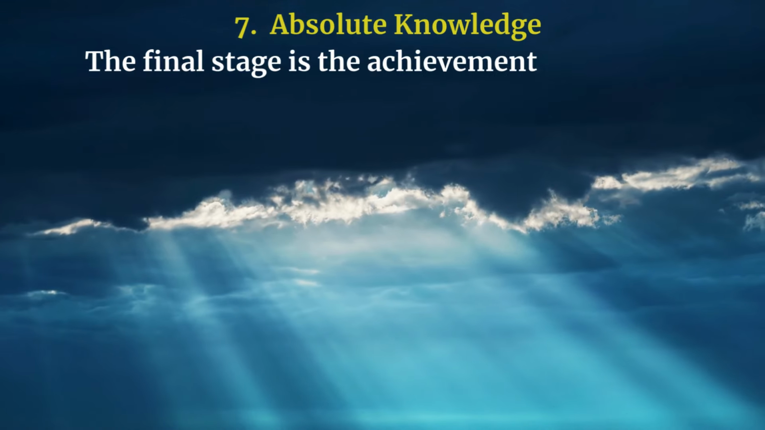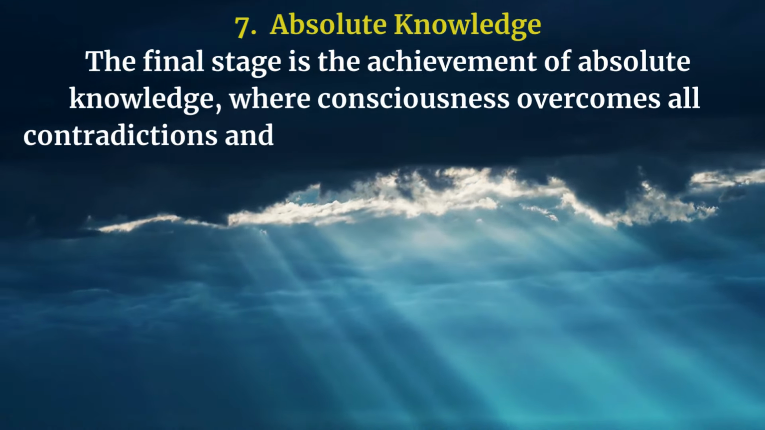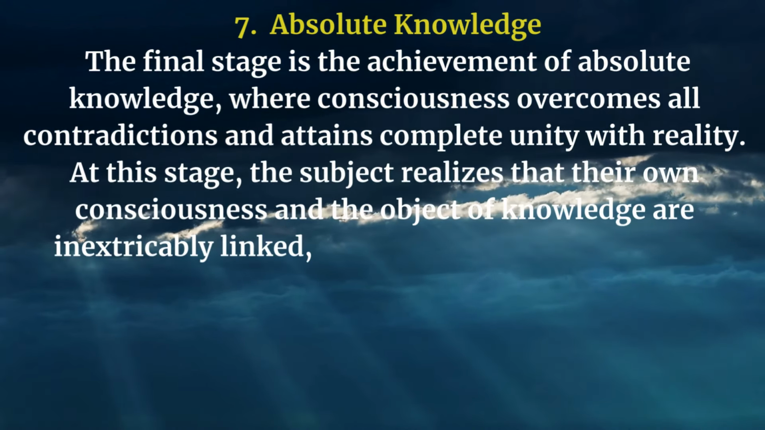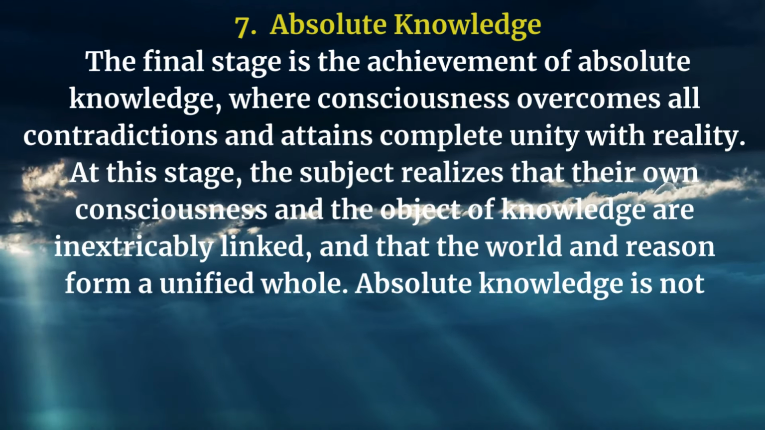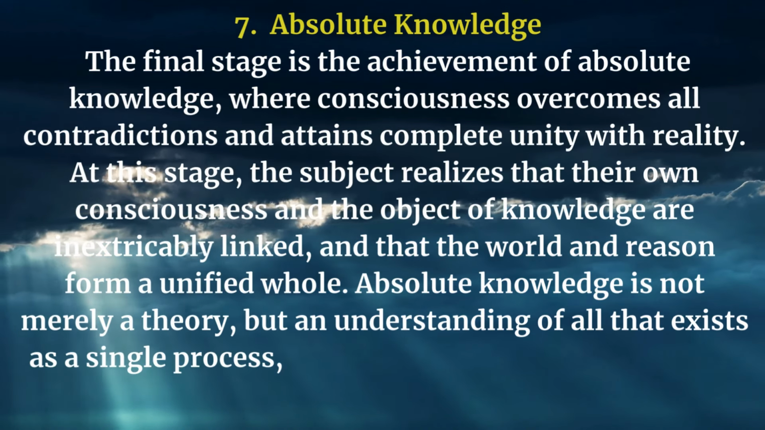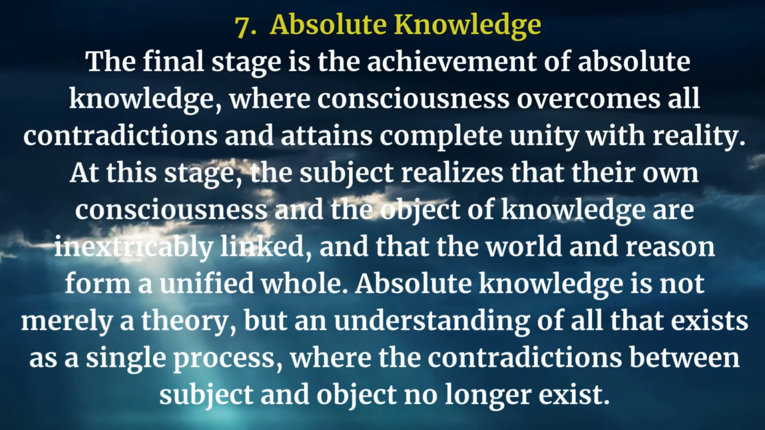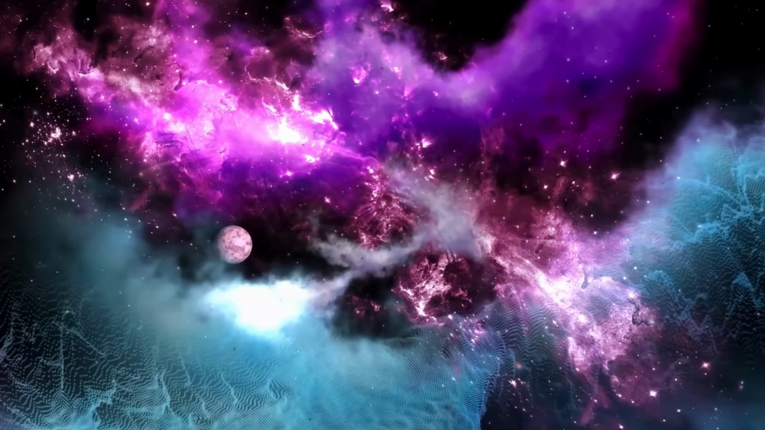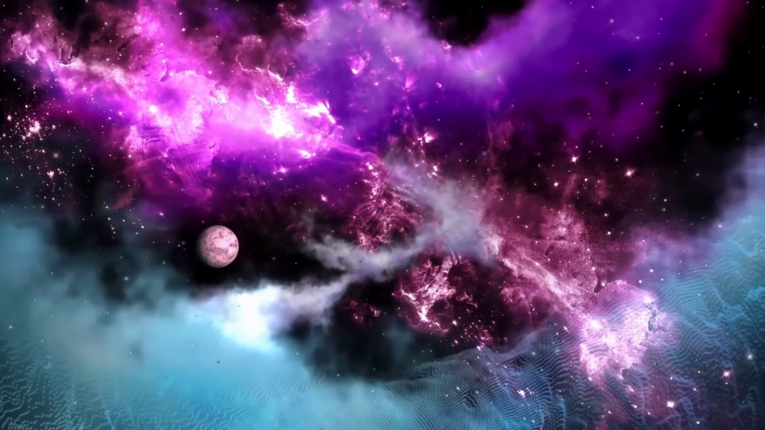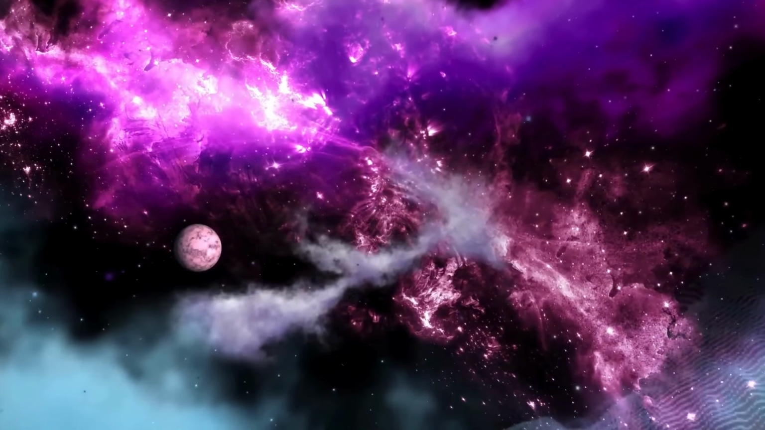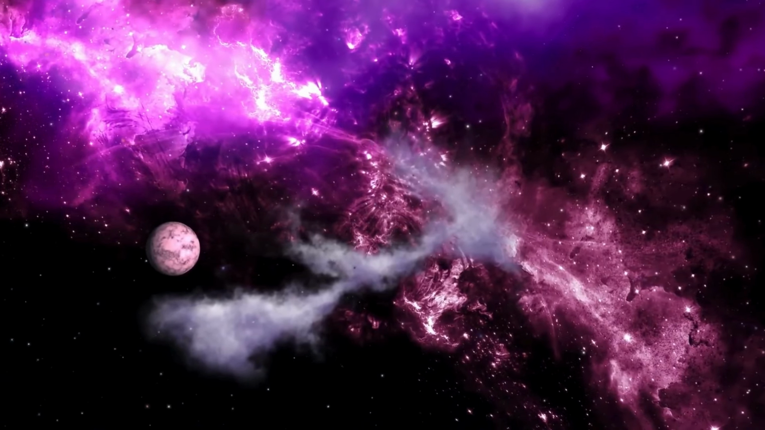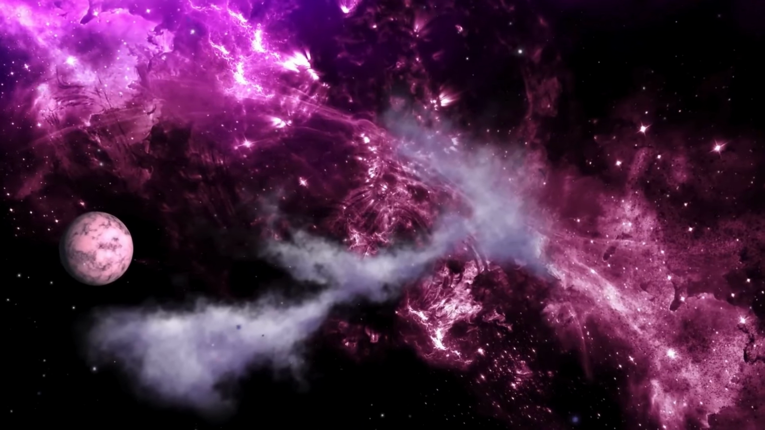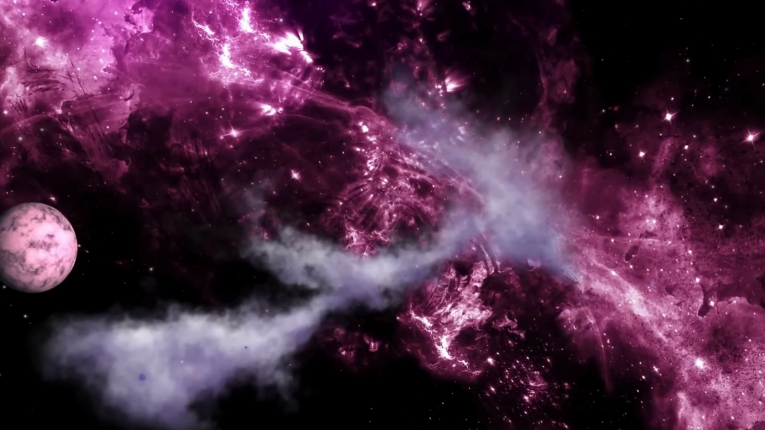The final stage is the achievement of absolute knowledge, where consciousness overcomes all contradictions and attains complete unity with reality. At this stage, the subject realizes that their own consciousness and the object of knowledge are inextricably linked, and that the world and reason form a unified whole. Absolute knowledge is not merely a theory, but an understanding of all that exists as a single process, where the contradictions between subject and object no longer exist.